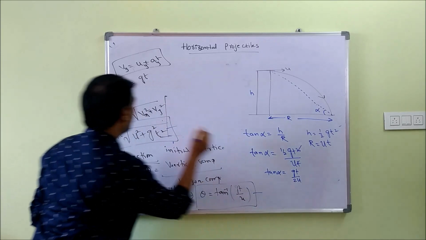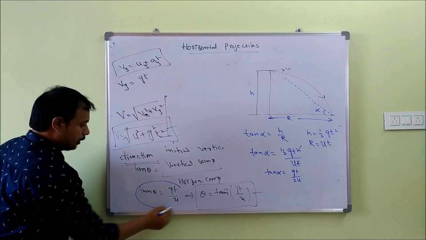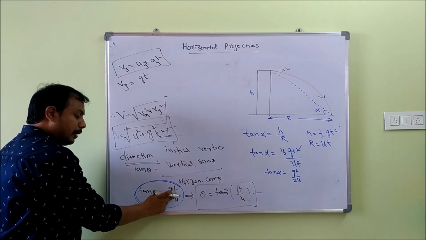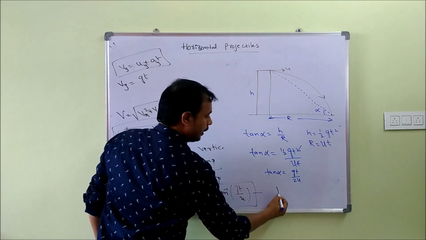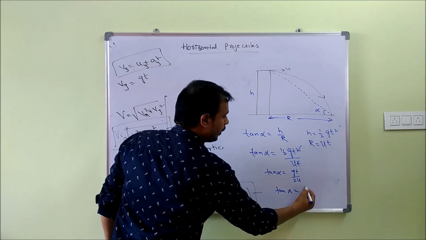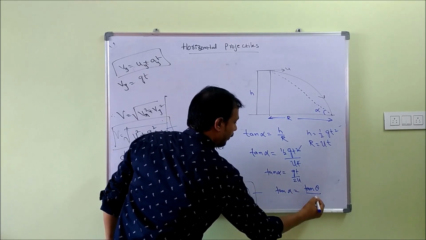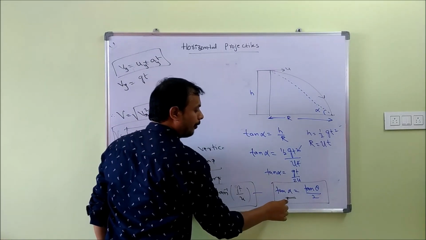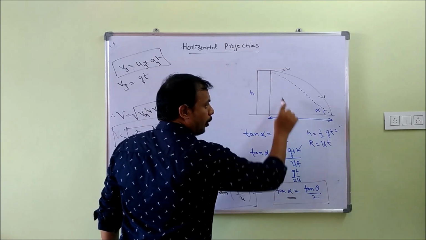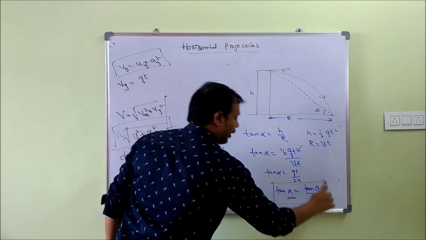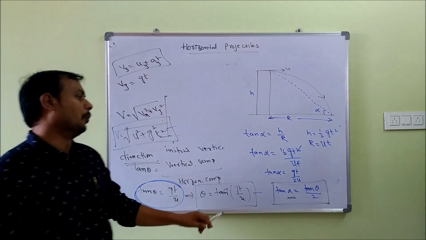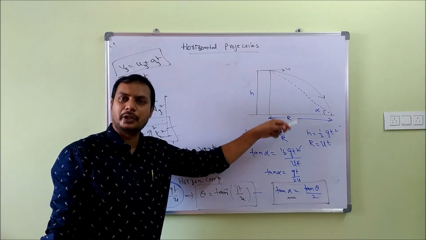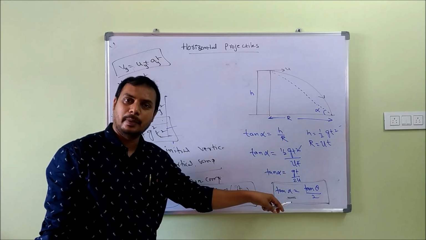But g t by u is what I wrote earlier as tan theta, so tan theta equals g t by u. In place of g t by u, I am substituting tan theta, so tan alpha equals tan theta by 2. This is the relation between the angle of elevation alpha and theta when the body impacts the ground. It's a very important relation: tan alpha equals tan theta by 2.